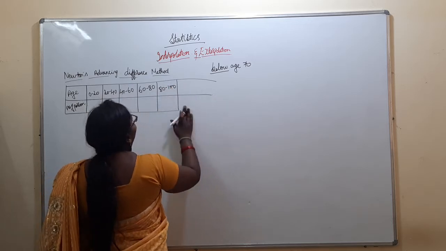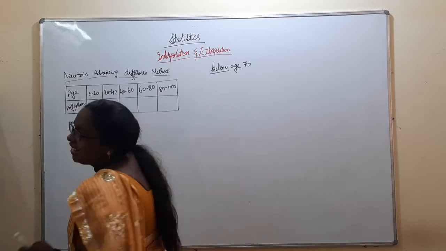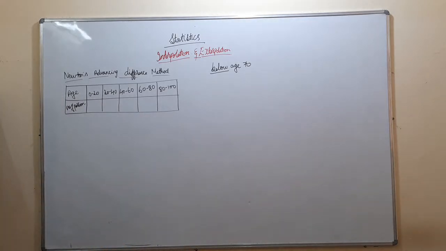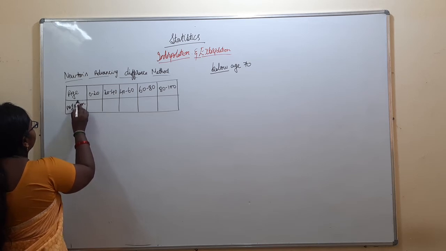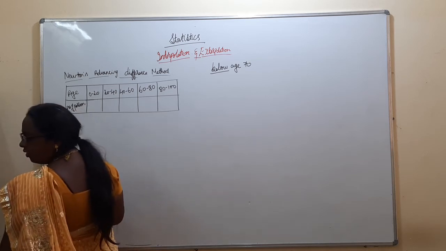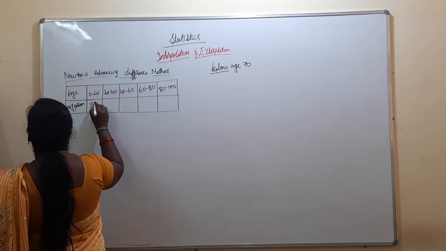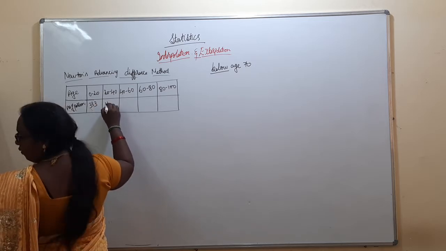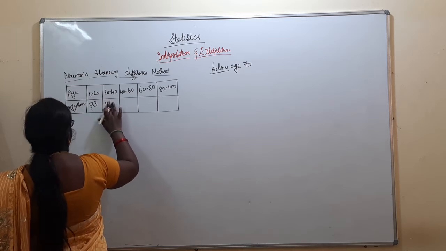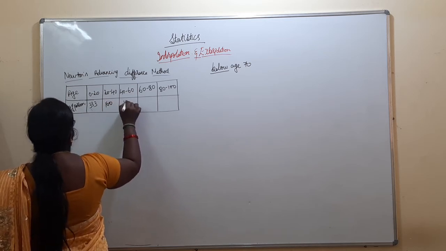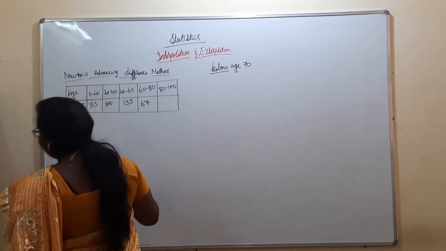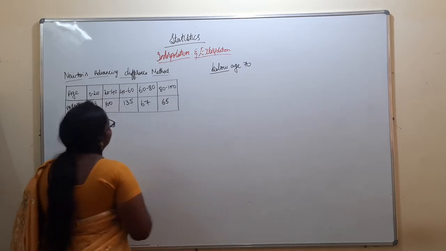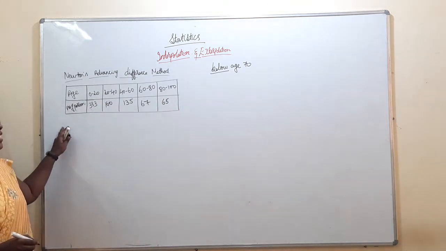Then this is the data. Age scale is available for me with two variables. Then my number of persons are 333, then 160, 135, 67, and 65. So these are the variables available for me.